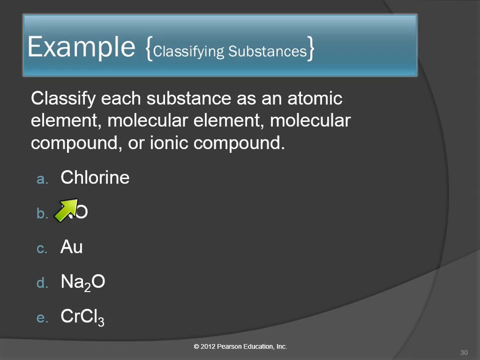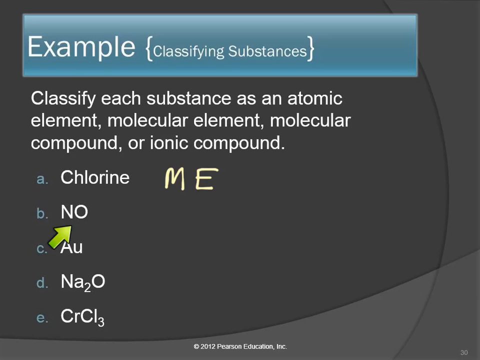So let's look at this first one. That's not a formula, but it's just a name, chlorine. Is that an element or a compound? That's an element. Then we have to ask ourselves, well, what kind of an element? Is it one of the 7? It's one of the 7, so that's a molecular element.